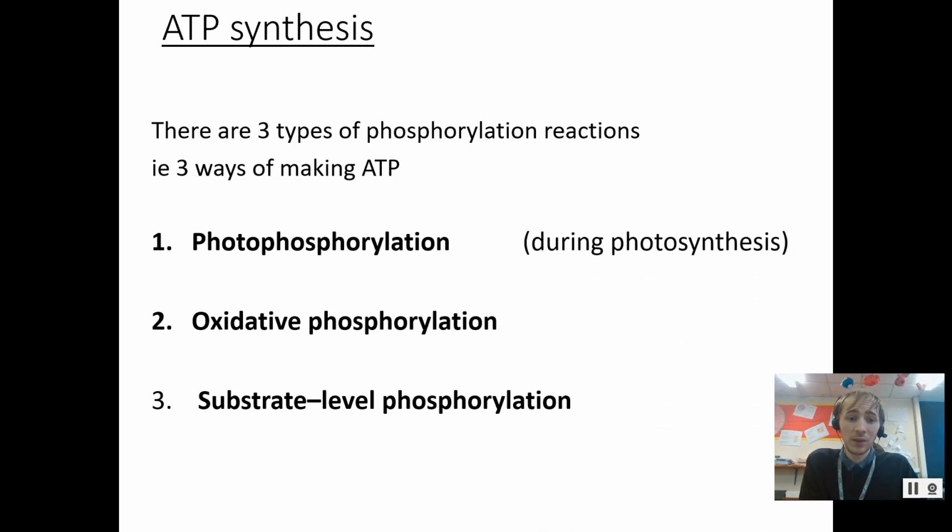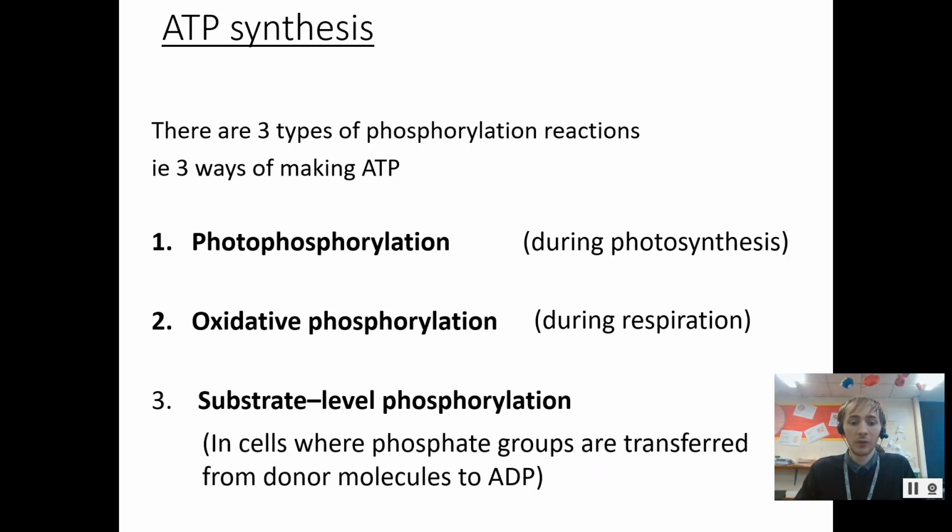But very broadly, photophosphorylation happens during photosynthesis. So when you are doing photosynthesis, you have to release a little bit of ATP in the middle of that reaction to make it keep going. Oxidative phosphorylation happens during respiration. Again, that's using ATP synthase to release ATP for energy usage. And then substrate level phosphorylation is where we deliberately transfer phosphate groups directly onto ADP, from other molecules. And again, that will be happening in respiration a small amount.